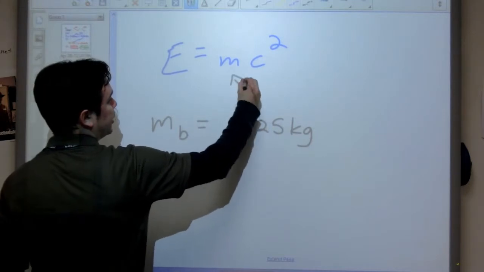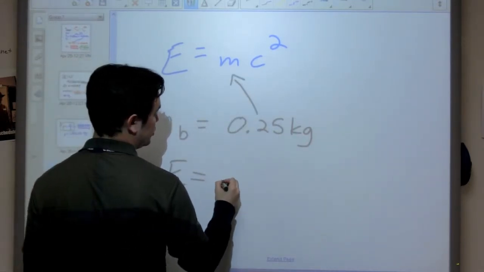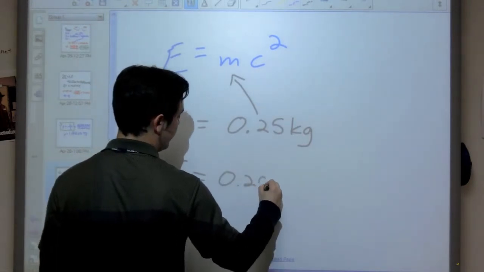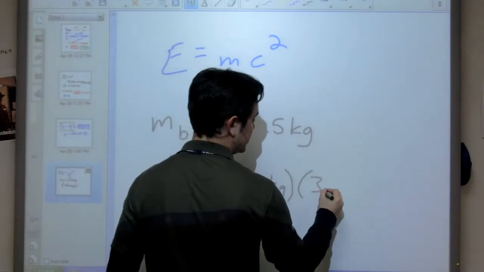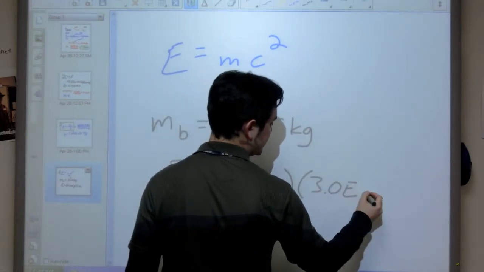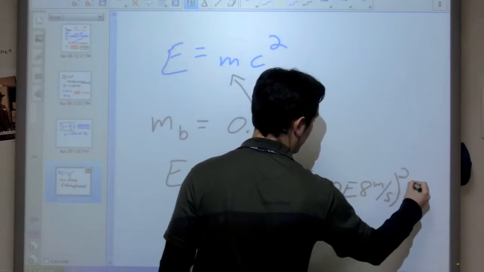Well, we've got our mass here. We're going to plug it into the ubiquitous E equals mc squared, so I'm going to go with 0.25 kilograms. And I'm going to multiply that by the speed of light squared, 3.0 times 10 to the 8th meters per second, quantity squared.